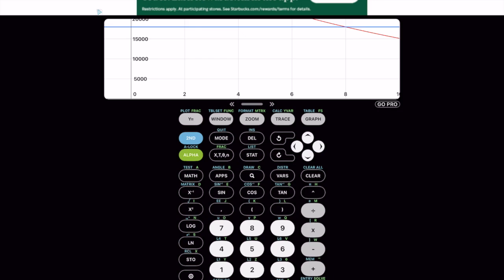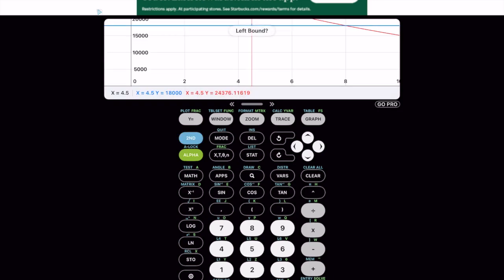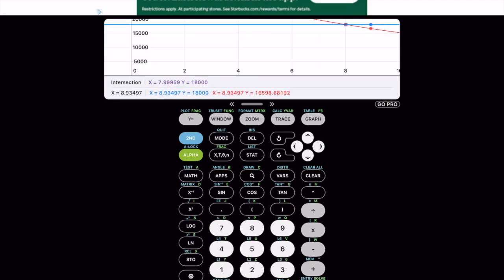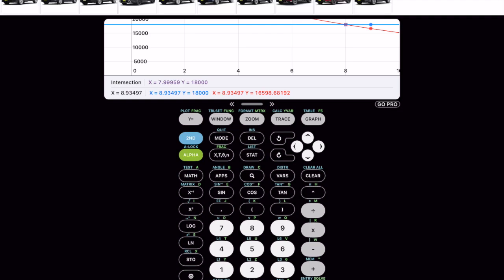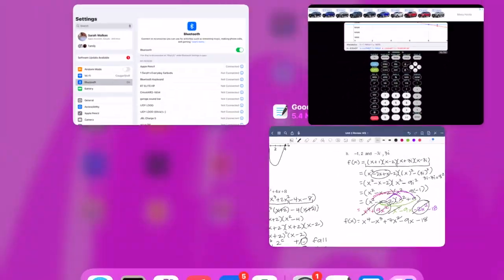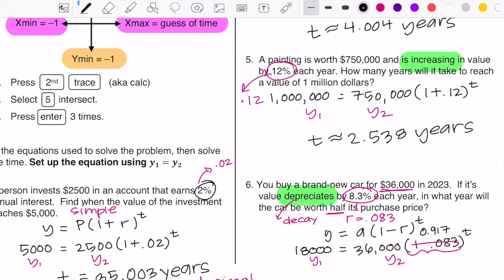You can see the red graph is now coming down because it's decay. Second trace, option 5, and then enter, enter, enter. And then it'll give us our value of 7.9995. So we will round that. If we're rounding to 3 decimals, go to the fourth one, and the 5 is going to change all those. So that's going to be 8.000 years.